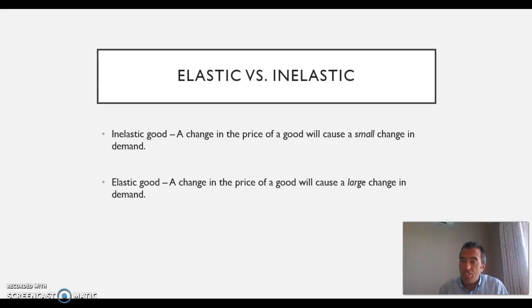So when there's a price change, there's a small change in demand. An elastic good is when there's a price change, there's a large change in demand, which means people don't buy it. So the distinction: inelastic, small change in demand; elastic, large change in demand.